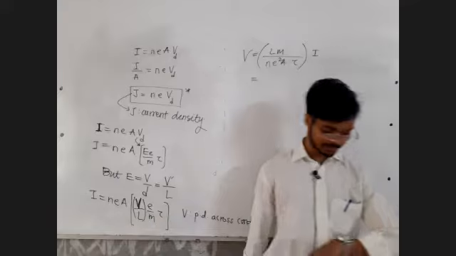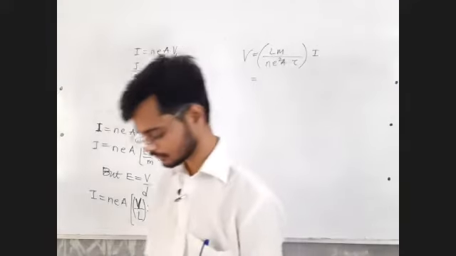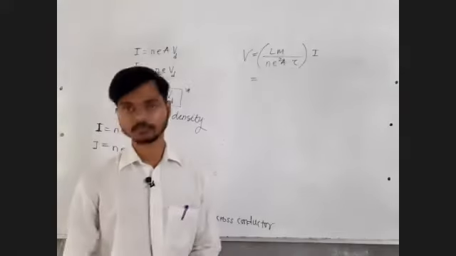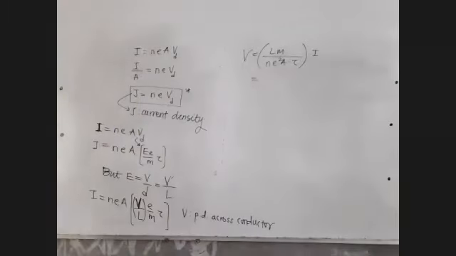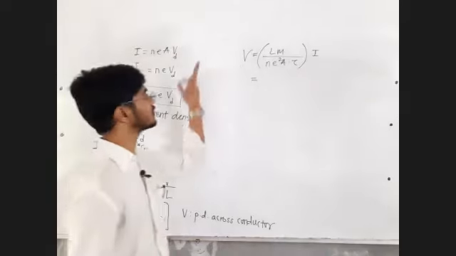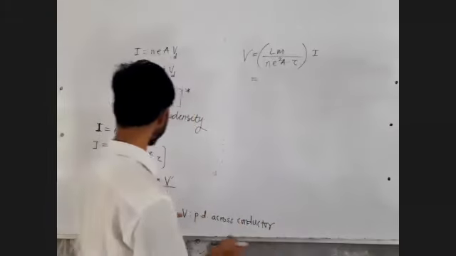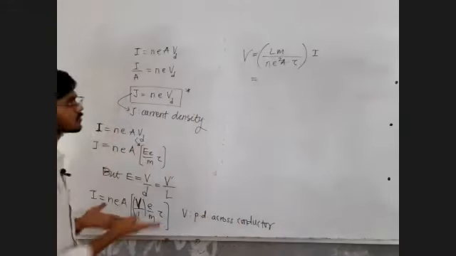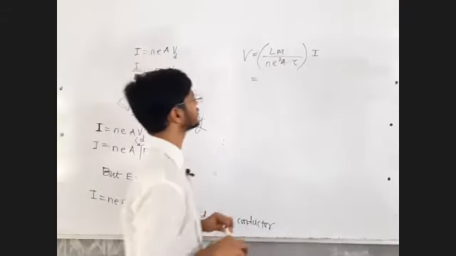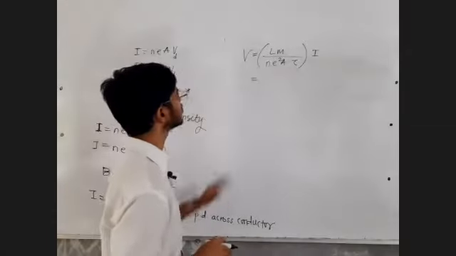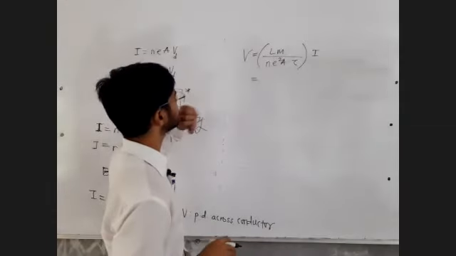Reply in the chat box: agree, disagree. Good. I just rearranged this. V is equal to IR. Ohm said V is equal to IR, right? Where did that V is equal to IR come from? From this. I told you that you will enjoy this chapter.